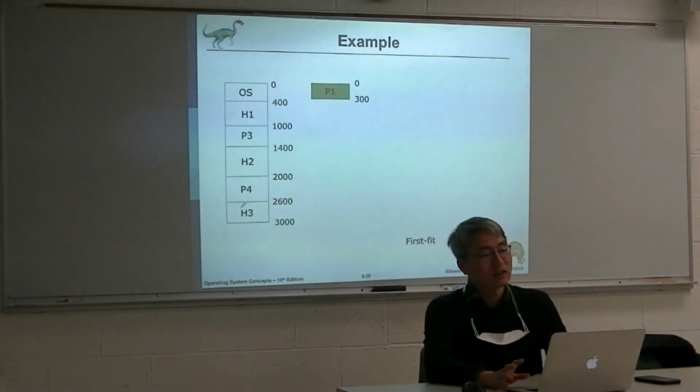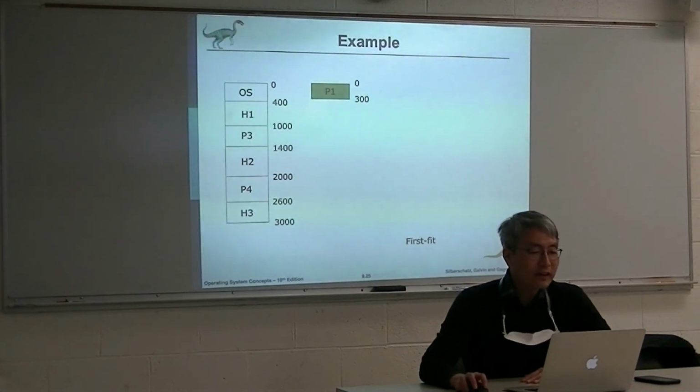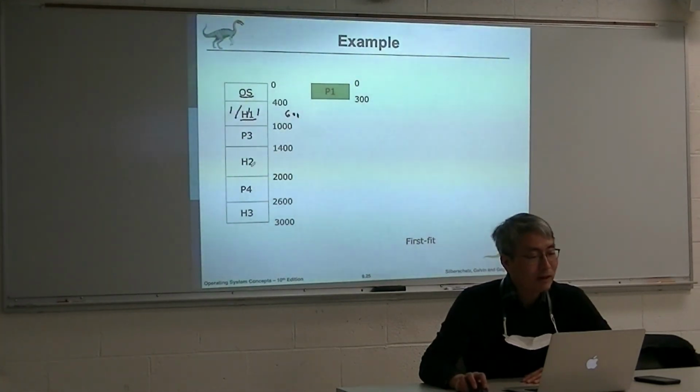So let's see the example. Here is the memory structure. The lower address, definitely we have the OS, from 0 to 3000 the memory space. Then H means the hole, so this is free. What is the size? It's 600. And P3 is occupied, occupying the memory addresses like this. H2 is from 1400 to 2000, so this is a 600 size. And then P4 is a process, this is 400. Okay.